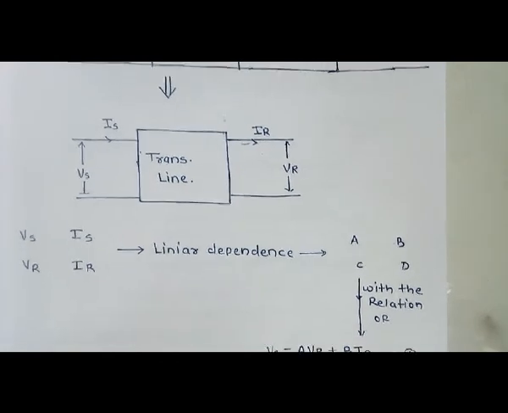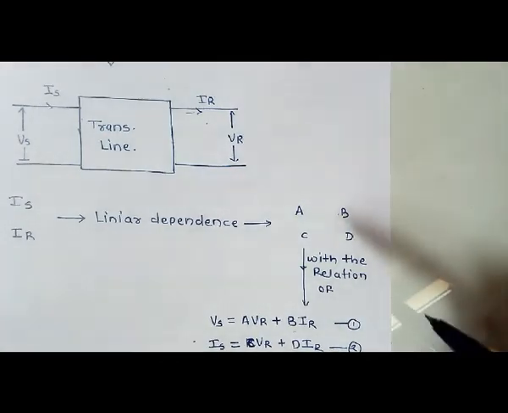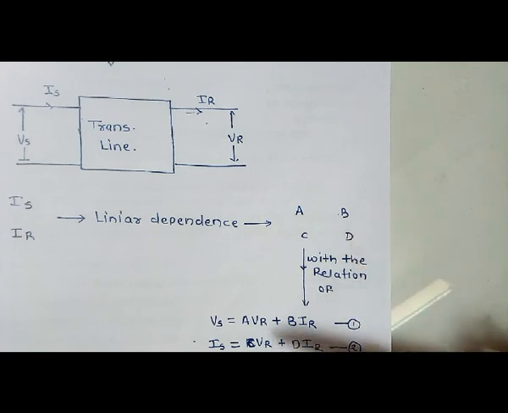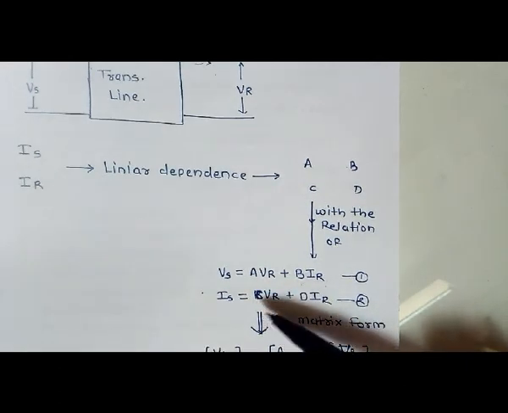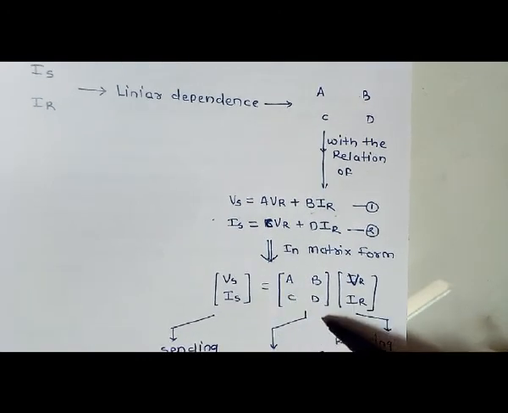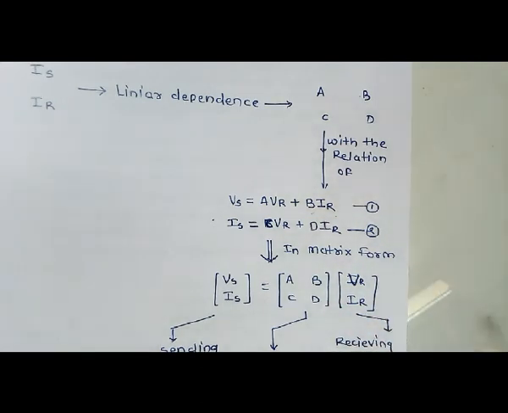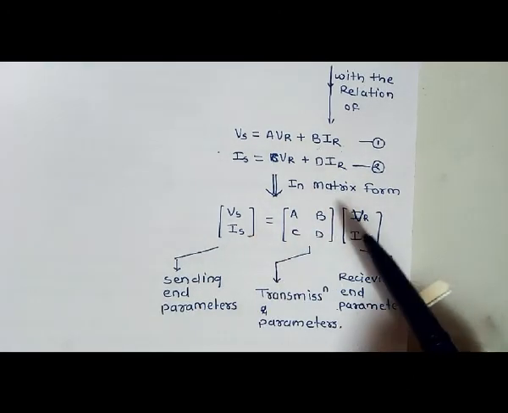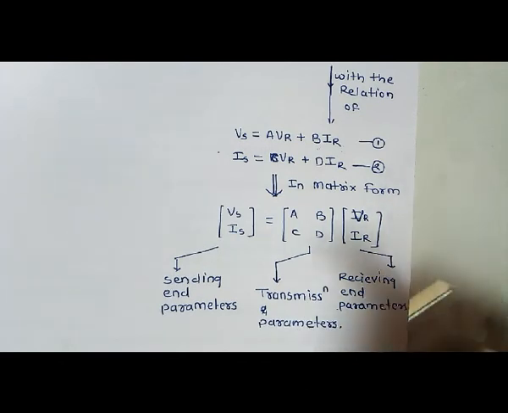So we'll take other four parameters like A, B, C, D, and their relation will be given by these two equations, where A, B, C, D are the parameters. In matrix form this will look like this. We'll have the sending end parameters modeled as the combination of the transmission parameters and receiving end parameters.